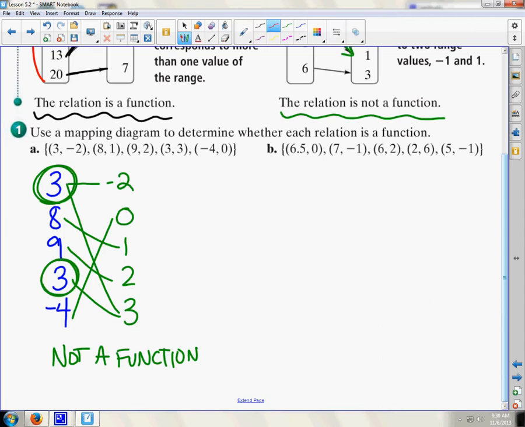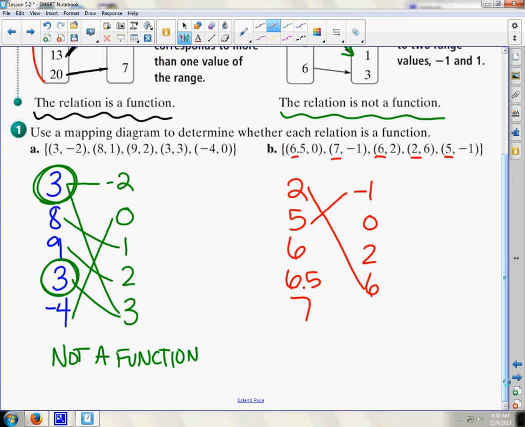Here, there is a 2, 5, trying to write them in order: 2, 5, 6, 6.5, and 7. And then my y values are -1, 0, 2, and 6. So 2 goes to 6, 5 goes to -1, 6 goes to 2, 7 goes to -1, and 6.5 goes to 0. So if you look here, none of these numbers in the domain are represented twice. So this is a function.